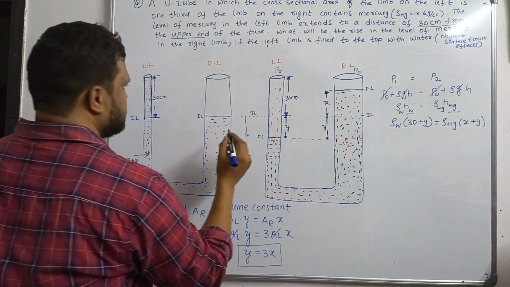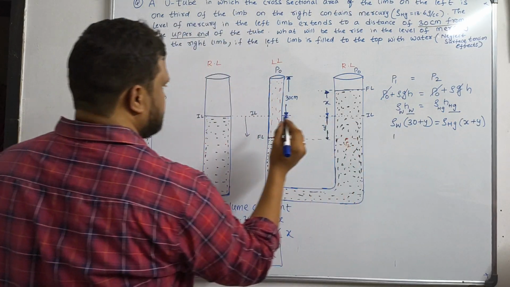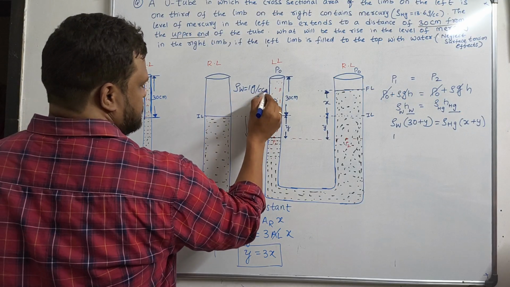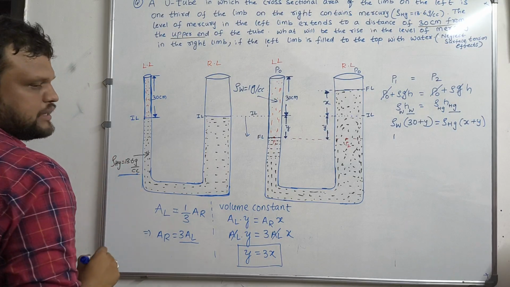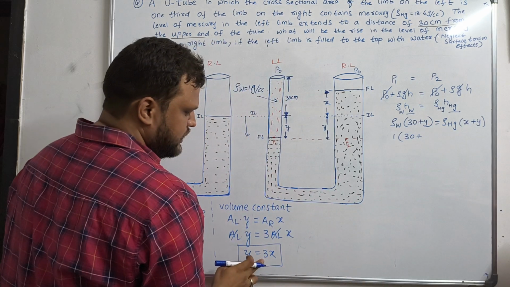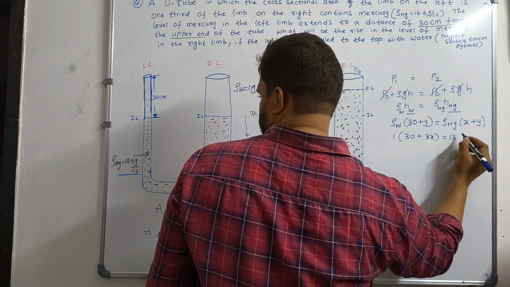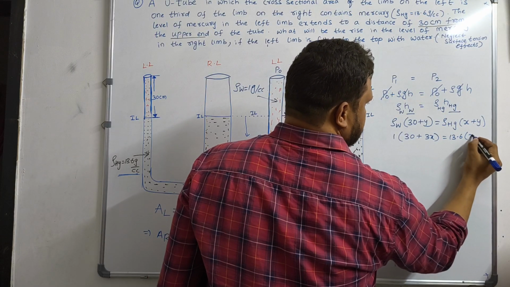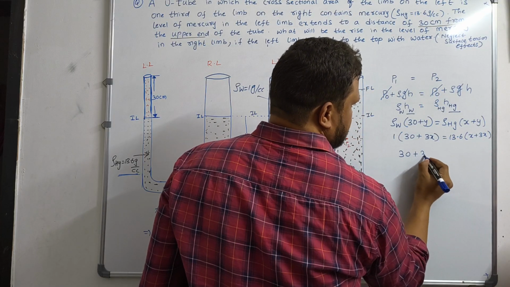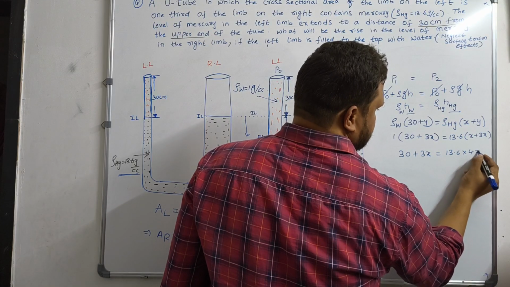So we know that density of water. So density of water is nothing but how much? 1 gram per cc, already we know it. So density of water is 1 gram per cc, and density of mercury is given already 13.6 gram per cc. So 1 into 30 plus, in place of y we need to take 3x, and this is equal to density of mercury, 13.6, and x plus 3x. Now this will become 30 plus 3x, which is equal to 13.6 into 4x.